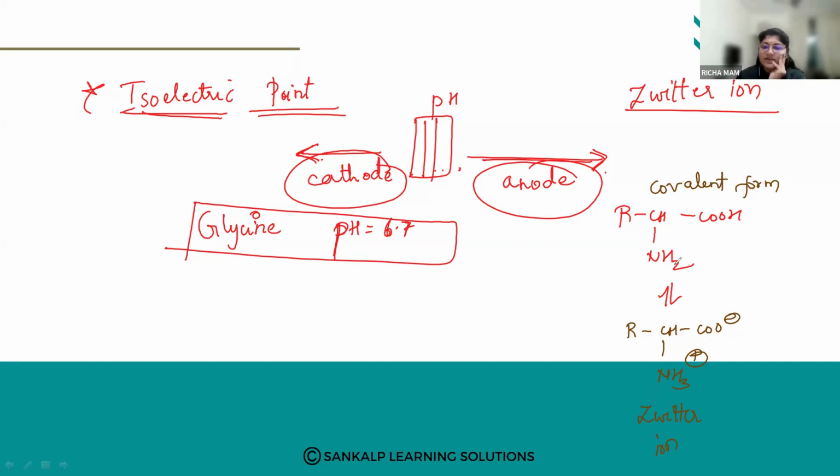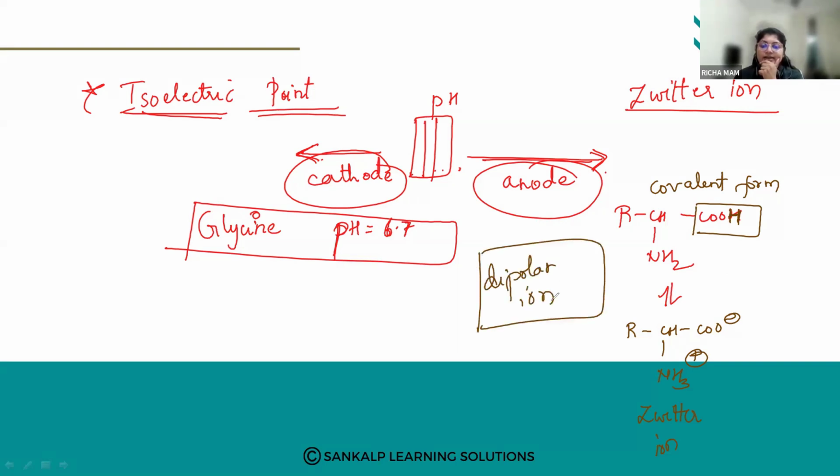When you make the solution of this amino acid, your carboxylic group donates one proton to the amino group, and it forms a dipolar ion. This state is called the Zwitter ion form.